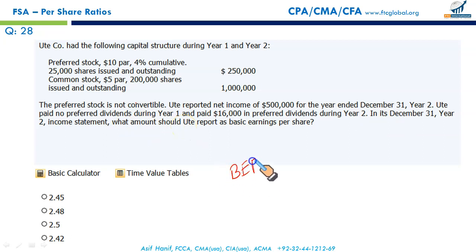We know basic earning per share is equal to income available to common stockholders divided by the weighted average number of shares. We don't need any weightings because the number of shares is already given and there is no stock transaction. Now the point is, most of you would take 500,000 as your IACS, which would be wrong. You need to deduct the preferred stock dividend because it is cumulative.